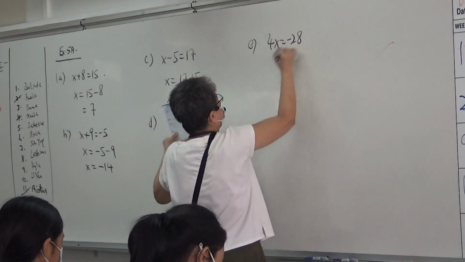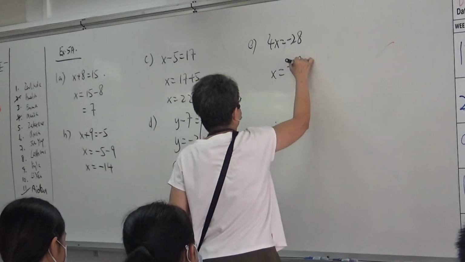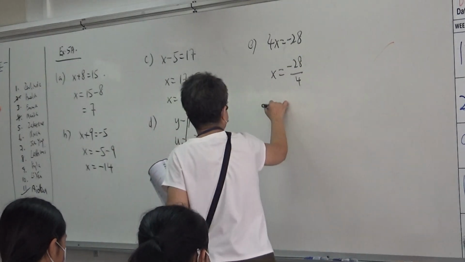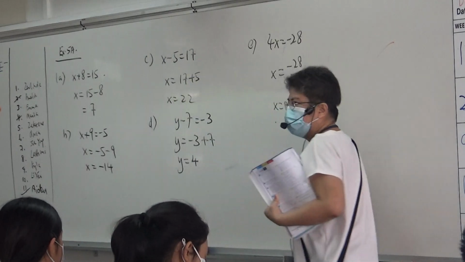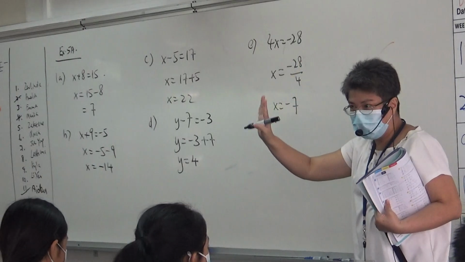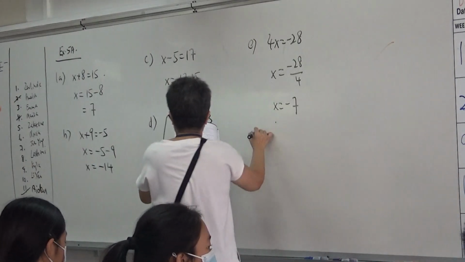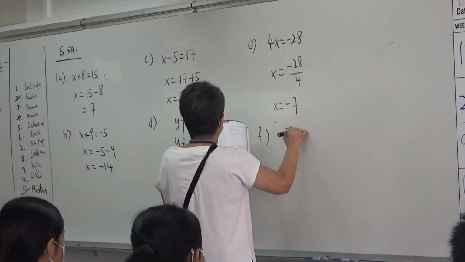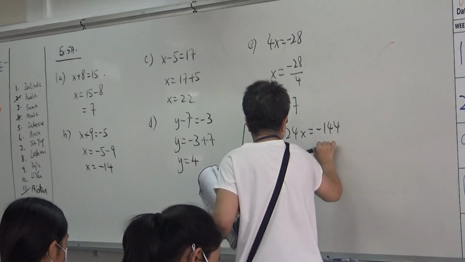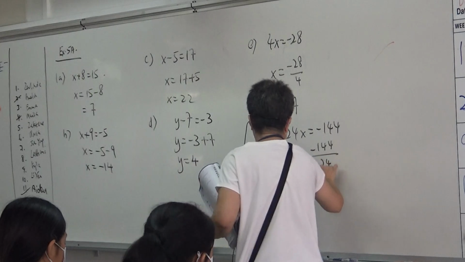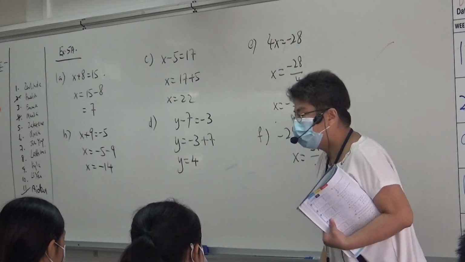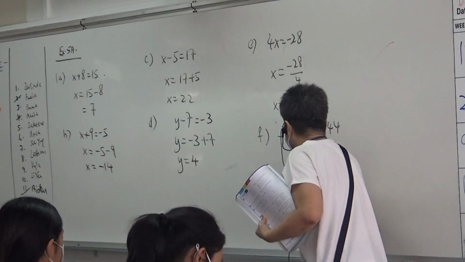E. 4x equals negative 28. x equals negative 28 divided by 4. So x will equal negative 7. Okay so far? You understand so far? Okay, good. F. Negative 24x equals negative 144. So x is actually negative 144 divided by negative 24. Which is plus or minus? Plus. What's the answer? This is a 6.